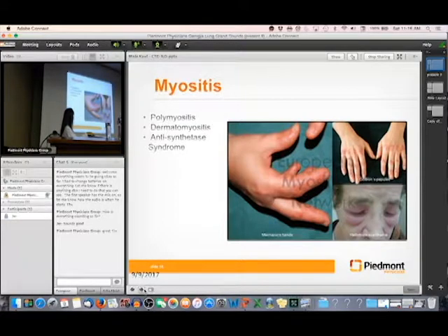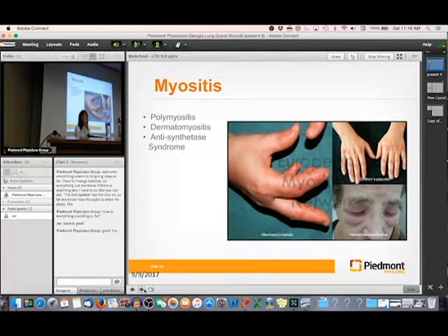Some common findings on physical exam may be mechanic's hands. So that's when you're not a mechanic, but your hands look dry and flaky and cut. It can be very subtle. Gottron's papules, which are these plaques on the backside of your hands over your knuckles. And this is a heliotrope rash. That one's a little more obvious around the eyes. Not very common, though.